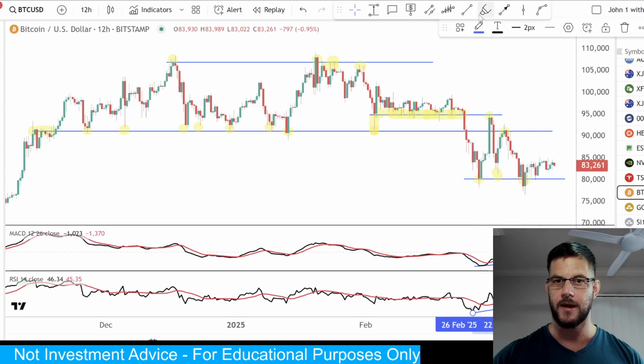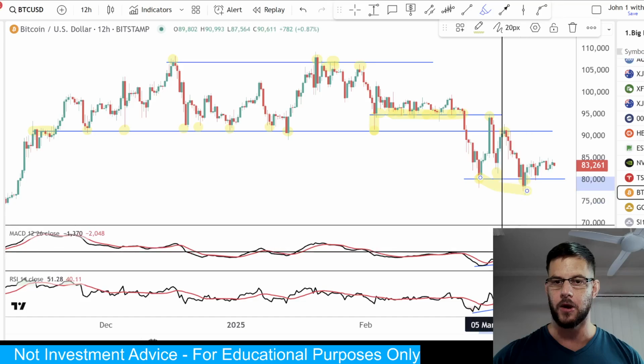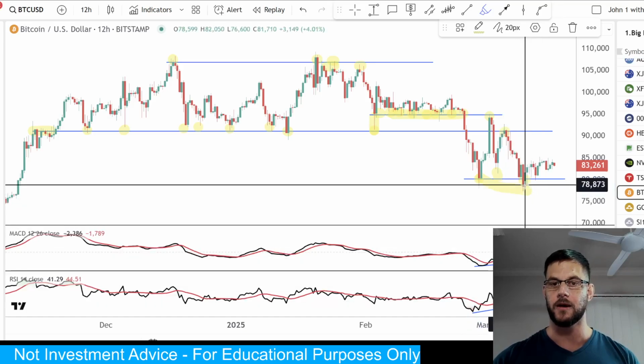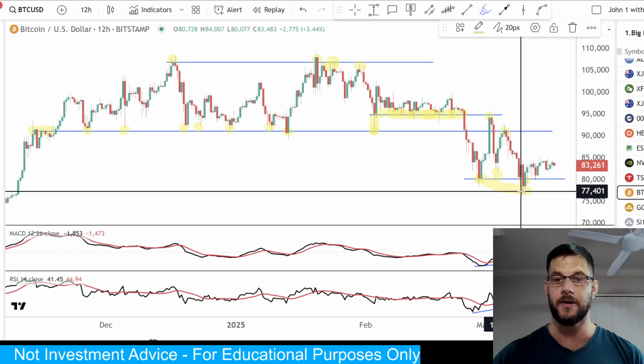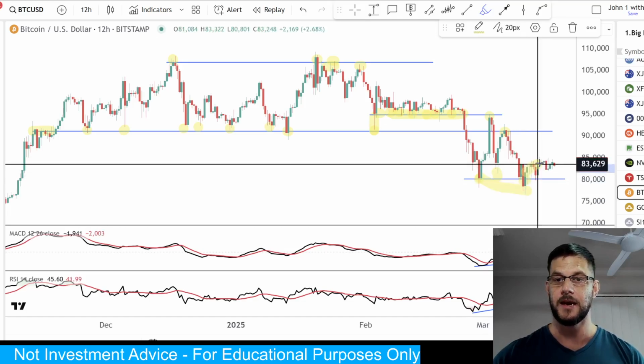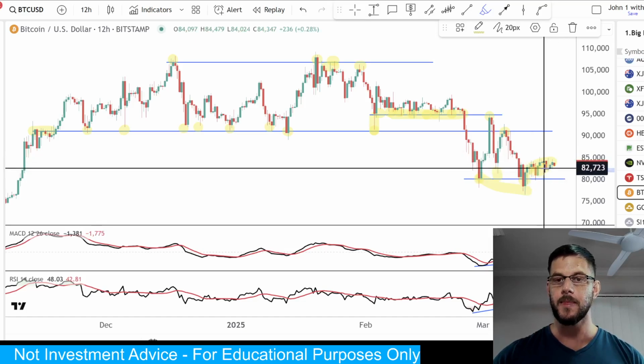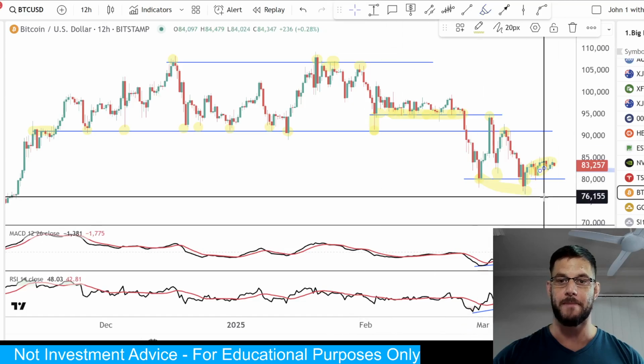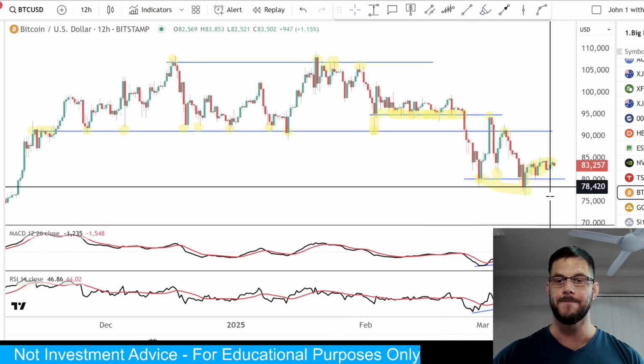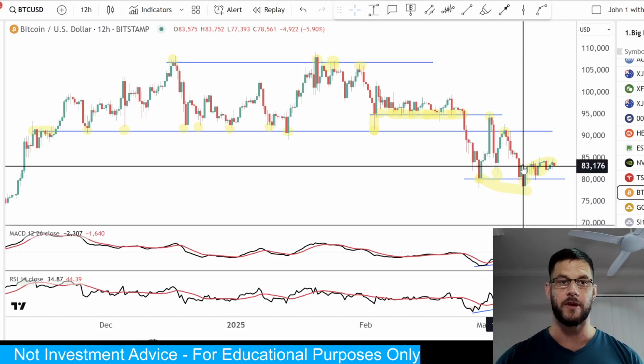Notice the price making a lower low as the momentum indicators are making a higher low. So that's an indication that this current downtrend is losing momentum, and you can see it's just kind of trading in this tight range sideways. So I still think this is pretty bearish price action, but you can see how important these previous levels are.